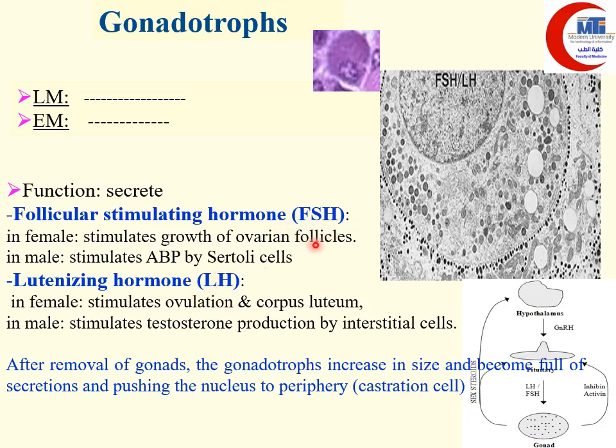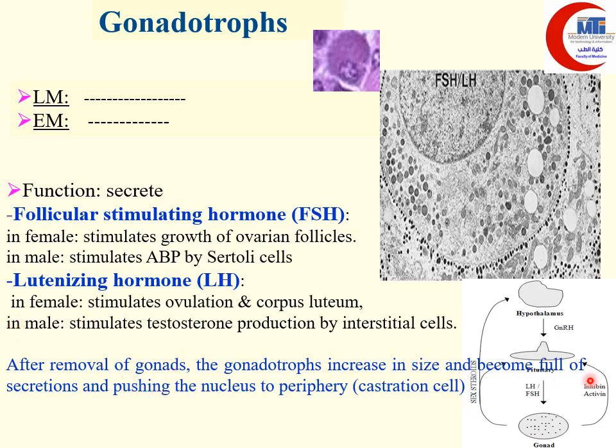Follicular stimulating hormone stimulates the growth of ovarian follicles in females, and secretion of androgen binding protein by Sertoli cells in males. And the luteinizing hormone stimulates ovulation and corpus luteum formation in females, and testosterone production in males.